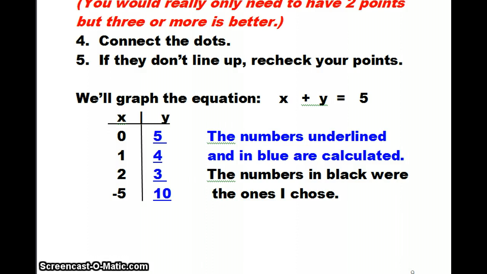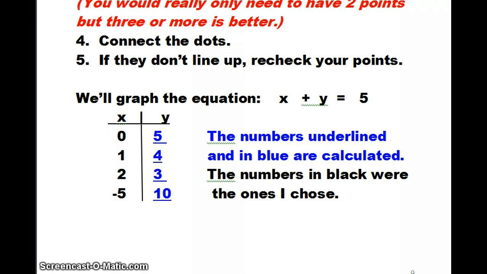So when x is 0, the only time this equation is going to be true is when y is equal to 5. If x is 1, then y has to be 4 in order to make that equation true. If x is 2, y has to be 3. If x is -5, this one's a little bit harder, y would have to be 10. But you can see that you could pick any points that you want to, as long as the 2 numbers, when added together, add to 5. There are an infinite number of solutions to this equation. Any point that you pick is fine. They don't have to be the same points that I pick.